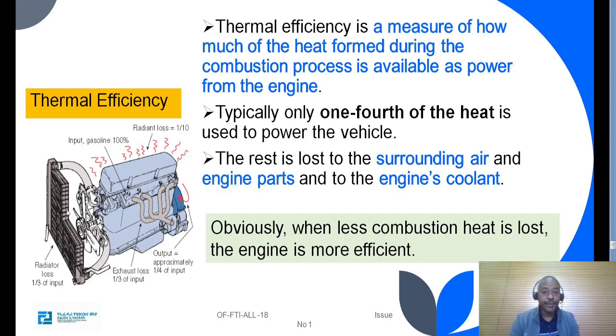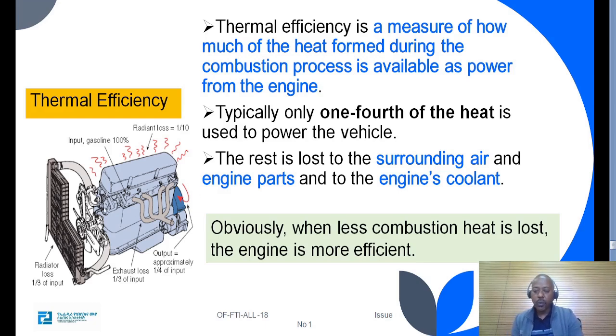Thermal efficiency. Thermal efficiency is a measure of how much of the heat formed during the combustion process is available as power from the engine. Typically, only 1/4 of the heat is used to power the vehicle. The rest is lost to the surrounding air, engine parts, and the engine's coolant. Obviously, when less combustion heat is lost, the engine is more efficient.